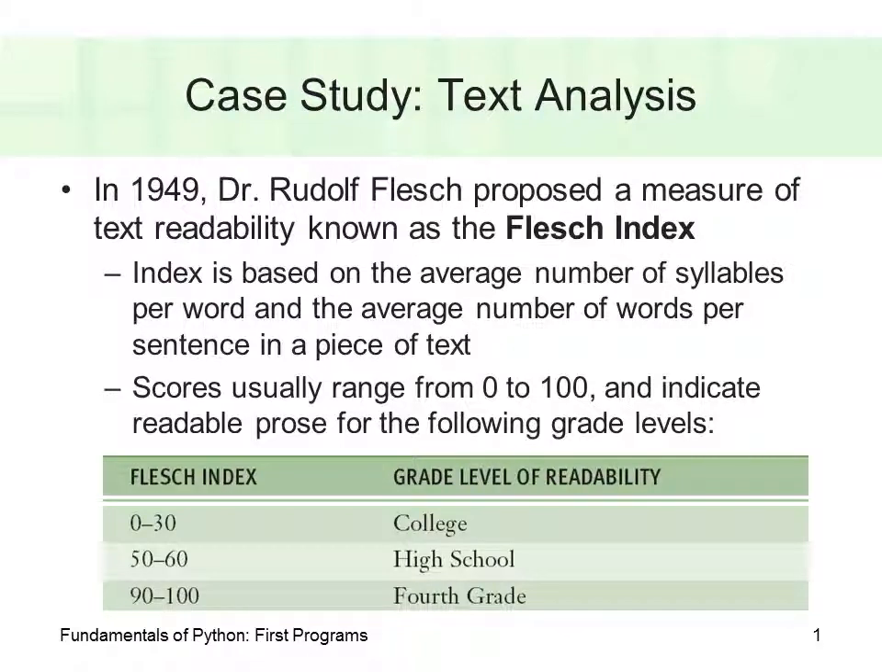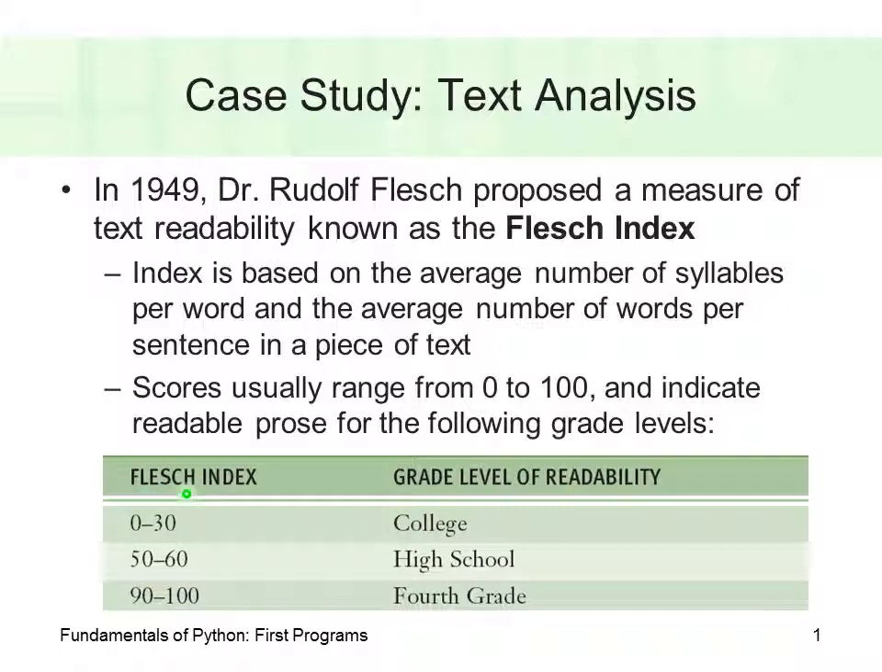Let's take a look at a little case study that will involve not only string manipulation, but some file I/O. In 1949, Dr. Rudolf Flesch proposed a measure of text readability known as the Flesch Index. This index is based on the average number of syllables per word and the average number of words per sentence in a piece of text. Scores usually range from 0 to 100 and indicate readable prose for the following grade levels.